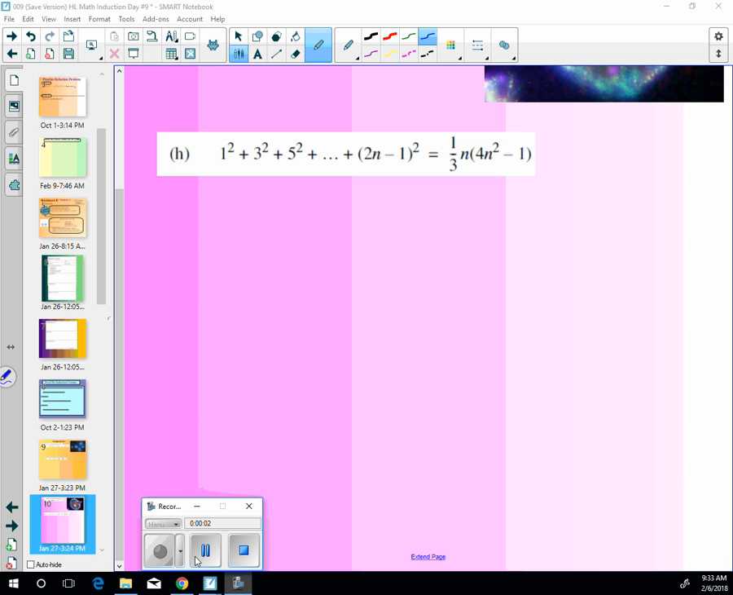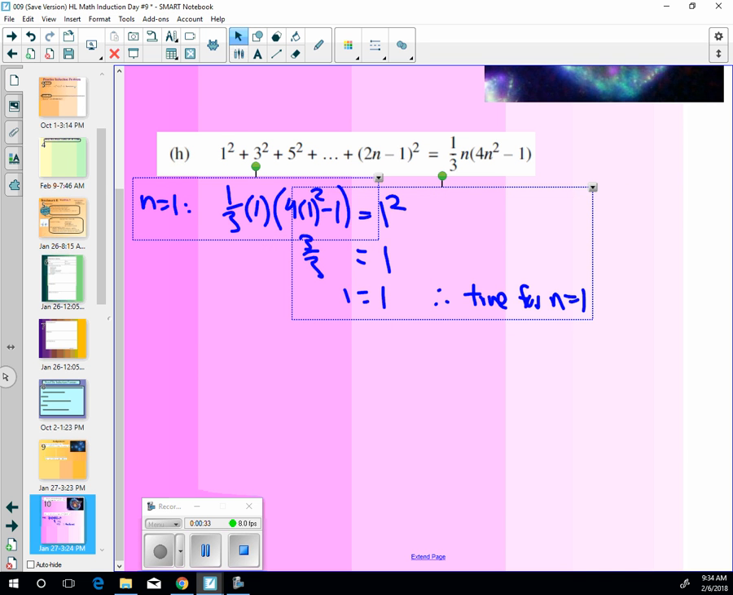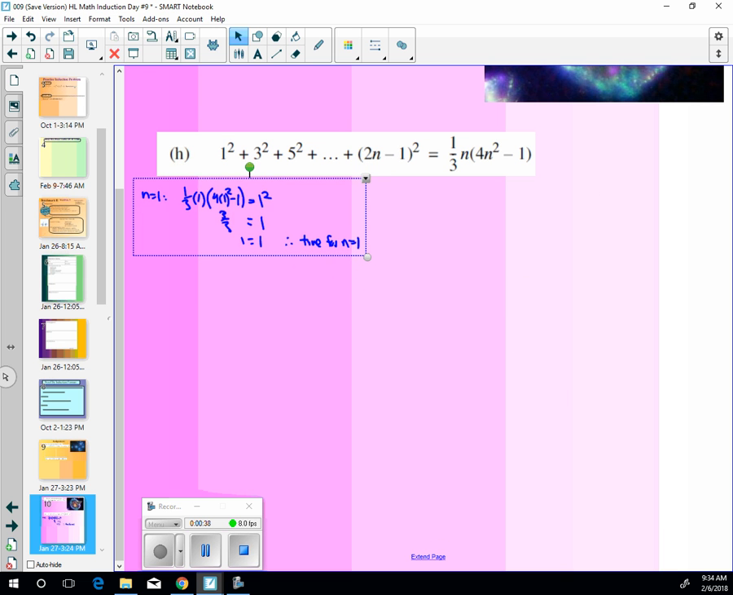So for math induction, we start with n equal to 1. When I go 1/3 times 1, 4 times 1 squared minus 1, I'm going to get 1/3 of 4 minus 1, or 3/3. Is that equal to 1 squared, or 1? Yes. So therefore, true for n equal to 1. I would write that. Super helpful. There's n equal to 1.